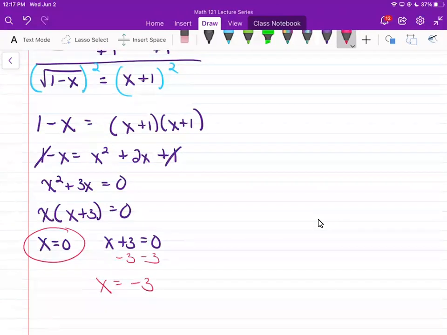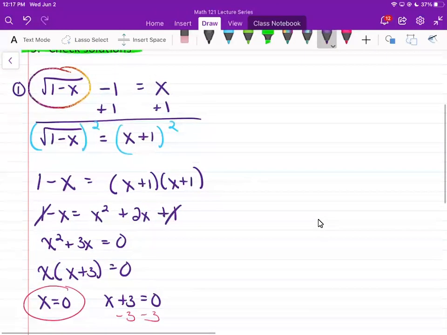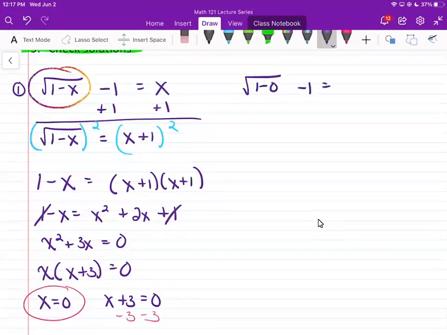Again, make sure that you check your solutions to confirm that nothing happened in terms of negative numbers. So we go back to our original equation. I'm going to plug in 0 first to make sure that it works. 1 minus 0 is 1. The square root of 1 is 1. So I end up with 1 minus 1 equals 0, which is a true statement.